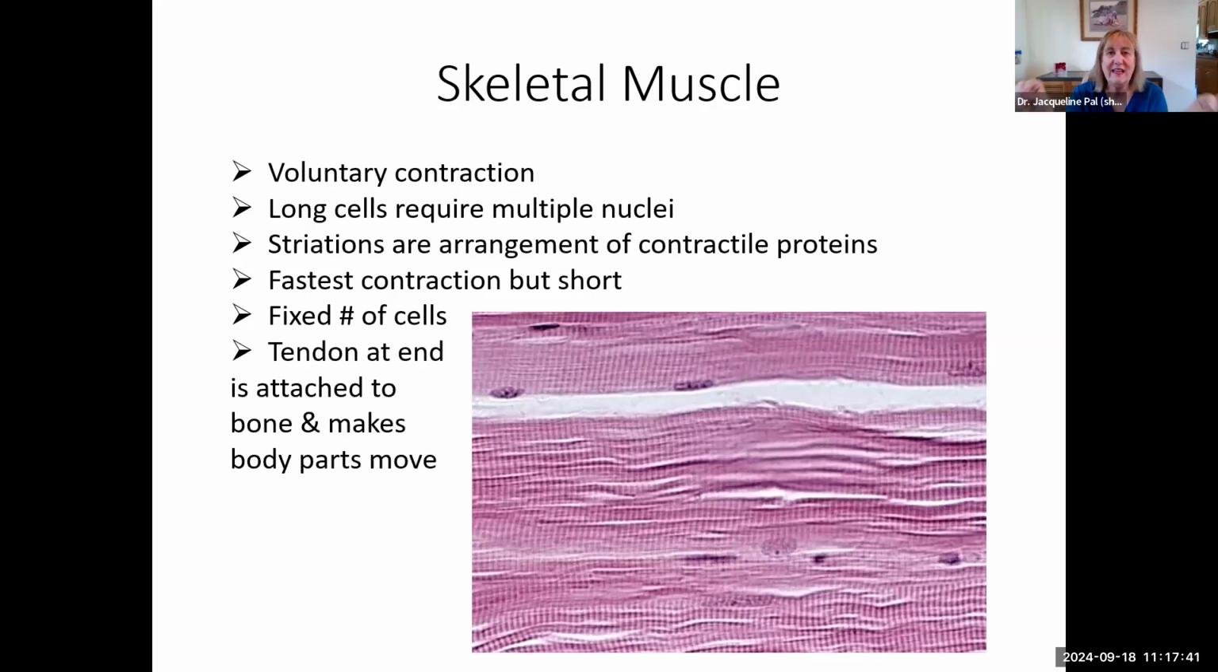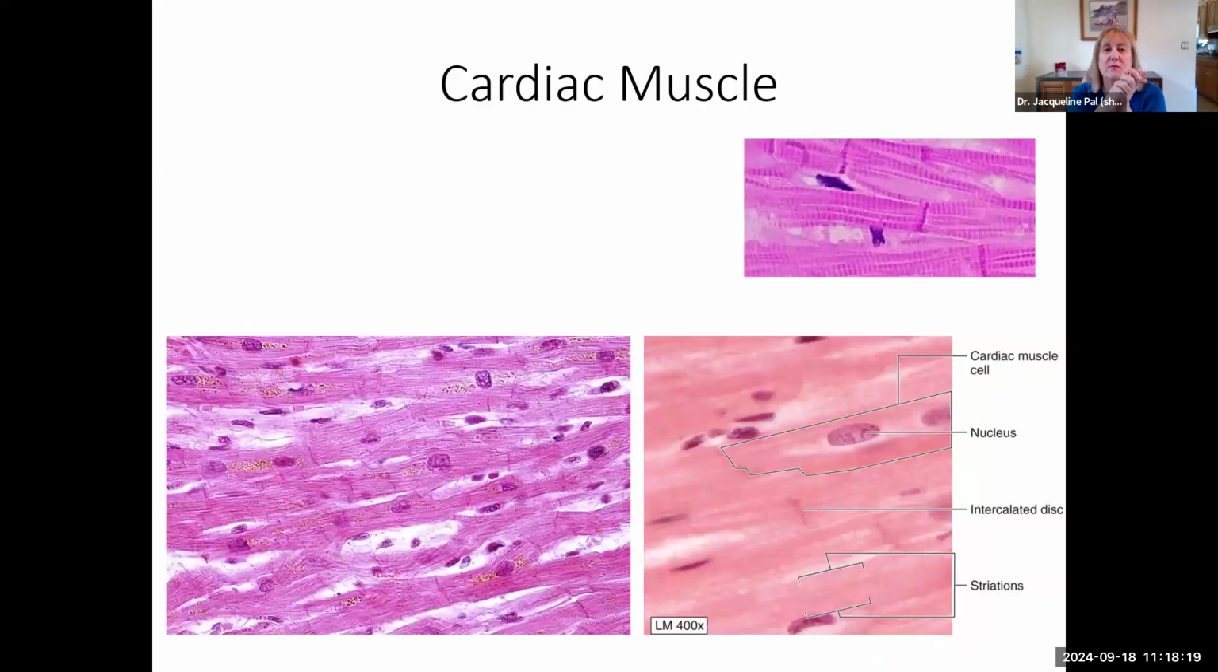Okay. And at the end of your skeletal muscles, we are going to have that tendon. What kind of tissue was that tendon made out of? One of four answers, right? Remember, the answers were connective tissue, muscle tissue, nervous tissue, or epithelium. So you should have said connective tissue. Now, what subtype of connective tissue is the tendon made out of? Okay, so the tendon at the end of the skeletal muscle is attached to the bone, and that's what's making the body part move. All right, that's it for skeletal muscle.